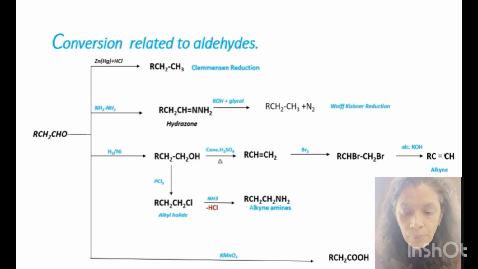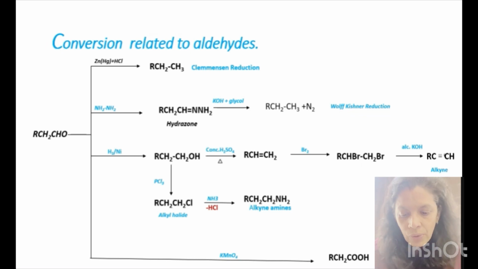These two reactions are important because they are mostly related to each other. The products are same, only the reagent is different in both the cases. In Clemmensen reaction it is zinc amalgam plus HCl, whereas in case of Wolff-Kishner reaction, it's NH2NH2 in presence of KOH and glycol. Aldehyde, when undergo hydrogenation in presence of nickel, will give rise to the alcohol. Alcohol on further treatment with H2SO4 will remove water molecules from it and will give alkene, which on bromination will give you alkyl bromide, and further on treatment with alcoholic KOH, it will give you alkyne.